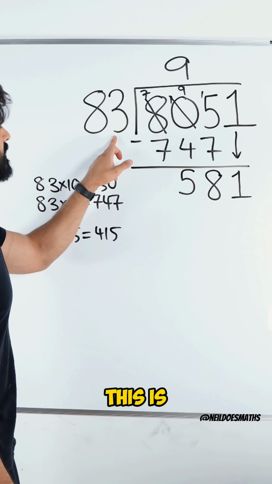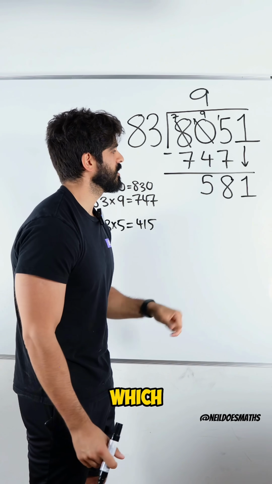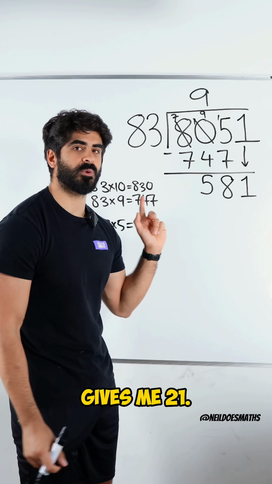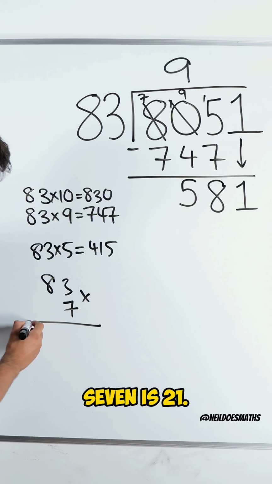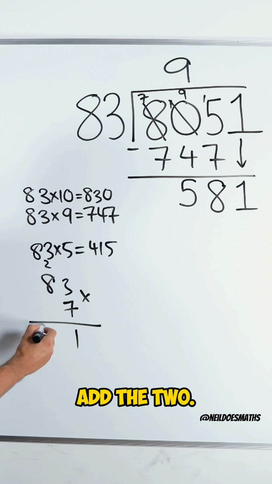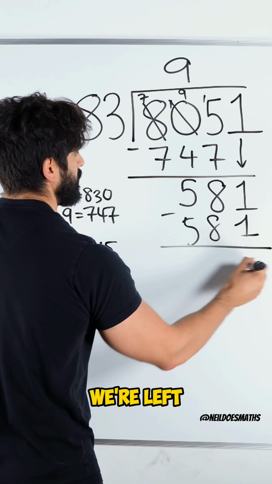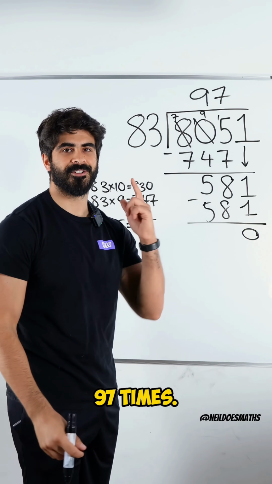Well, because this is a 3 and this is a 1, I'm thinking about the 3 times tables, which end in a 1. And that's 3 times 7, okay? 3 times 7 gives me 21. So let's figure out what 83 times 7 is. 21, carry the 2. This gives me 56. Add the 2, 58. Beautiful, mate. And when you subtract, we're left with 0. So it goes in 97 times.